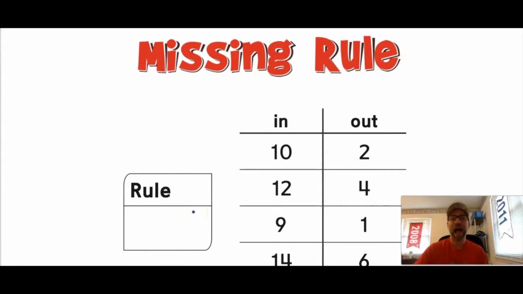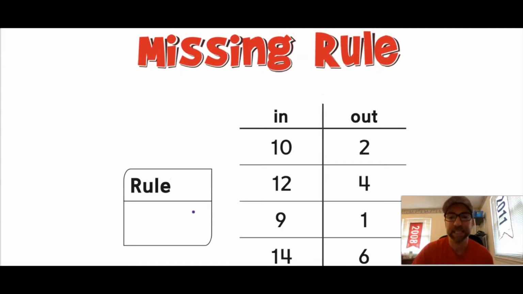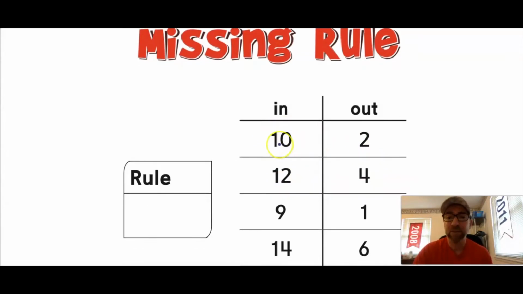We have to figure out what our rule is, and a rule has to work for every pair of numbers. So I start at 10, because 10's my inbox. Something happens to the 10, and out pops a 2. Did my outbox get bigger or smaller? As I go from my in to my out, I'm getting smaller. That means I'm going to subtract. So my rule is going to involve subtraction.